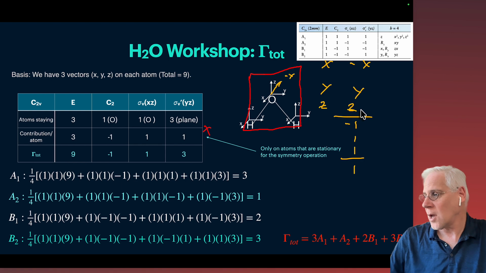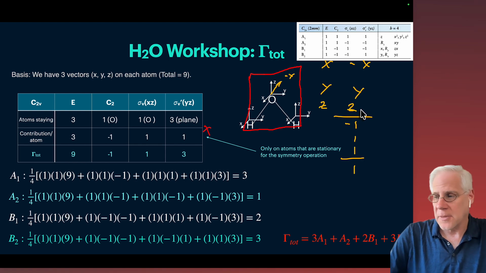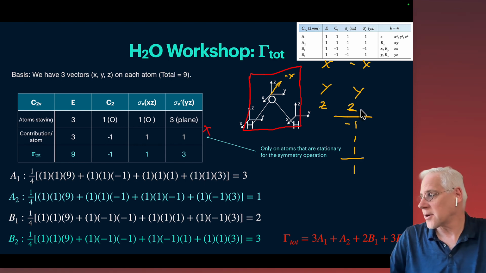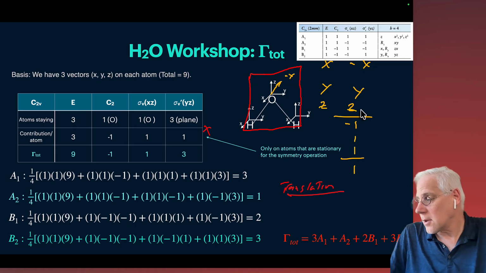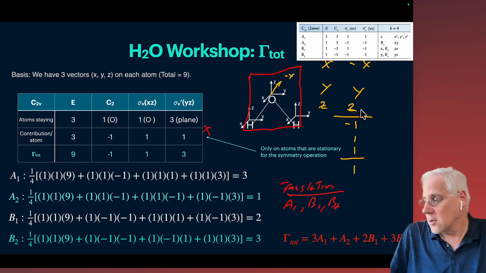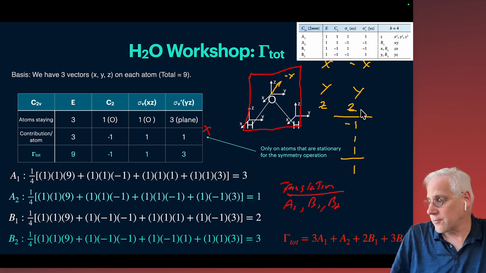Now, how can we get to where we want to be? If we look at our character table up here, we see that our translation modes, X, Y, and Z are in here. They account for, let's write this down, translation is A1, B1, and B2. So I would have to subtract all those out.